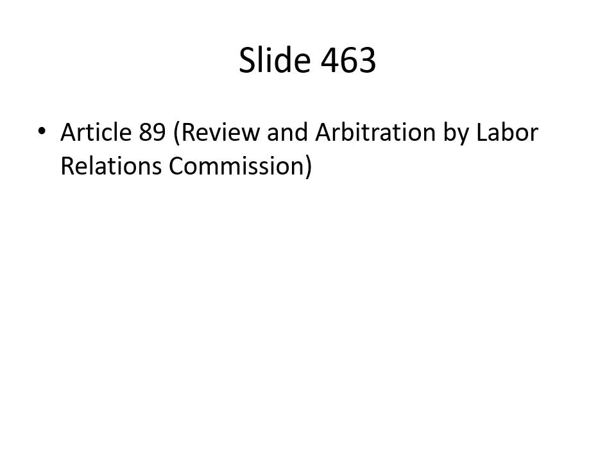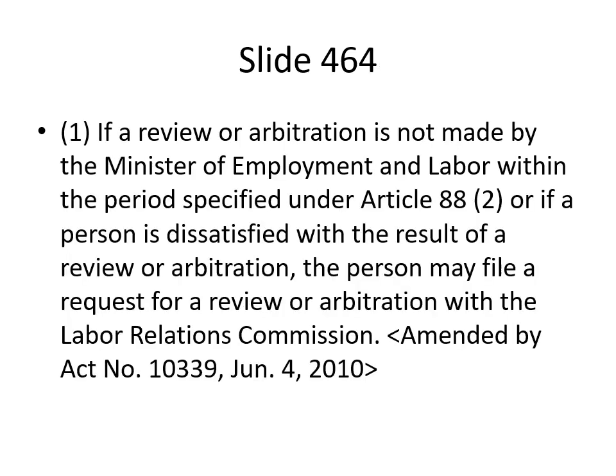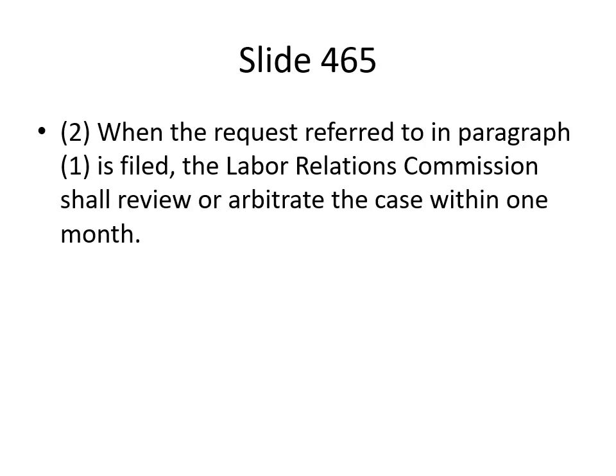Article 89, Review and Arbitration by Labor Relations Commission. 1. If a review or arbitration is not made by the Minister of Employment and Labor within the period specified under Article 88, 2, or if a person is dissatisfied with the result of a review or arbitration, the person may file a request for review or arbitration with the Labor Relations Commission. <amended by Act No. 10,339, June 4, 2010> 2. When the request referred to in paragraph 1 is filed, the Labor Relations Commission shall review or arbitrate the case within 1 month.